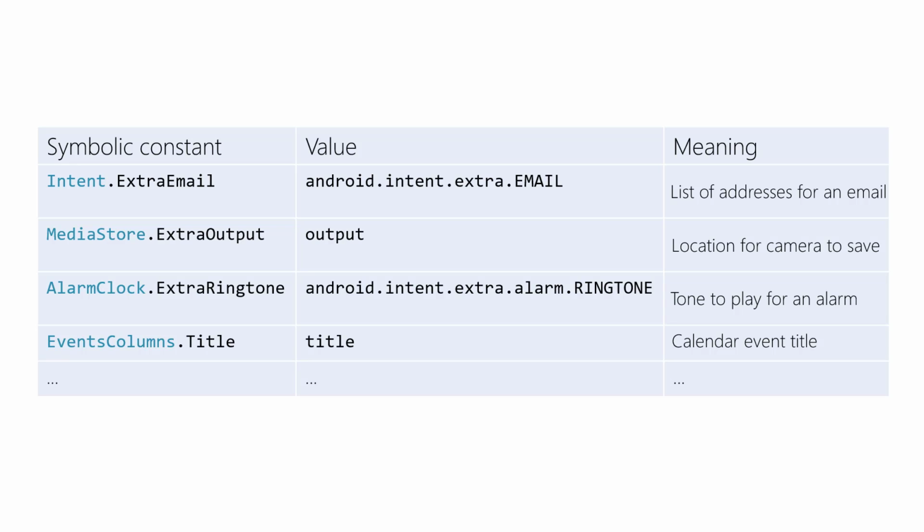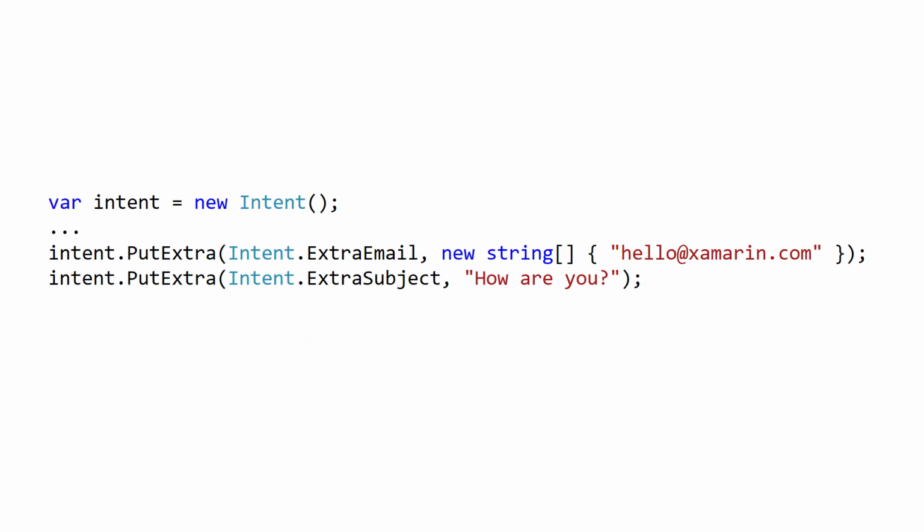Extras are specified using strings. A few predefined strings are in the intent class, but most are packaged in the classes they work with. Again, documentation is often the best way to determine which extras to use with your intents. The putExtra method on an intent allows you to add one or more of these extras. You can call the method multiple times to include all the data your target activity might need.